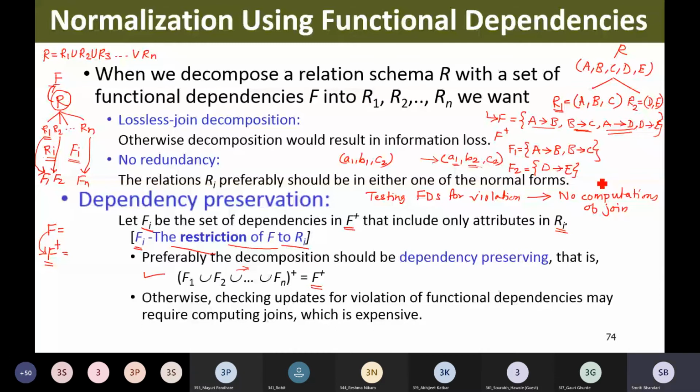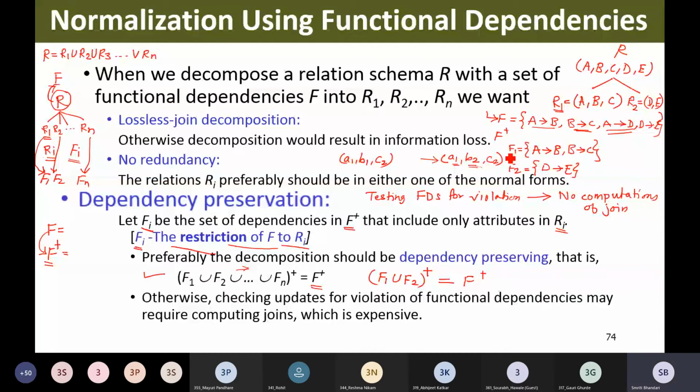Fine. Now, according to our condition, we want to compute F1 union F2, and then compute the closure of that. And we want this closure to be equivalent to our F plus. If this condition is satisfied, then only will we say that the decomposition is preserving the dependency.